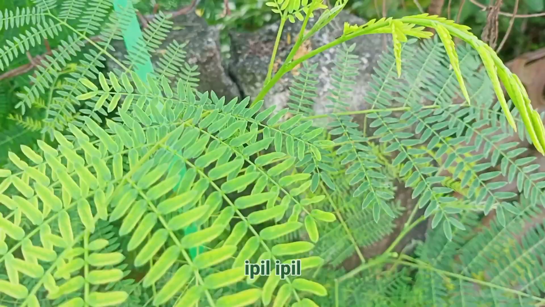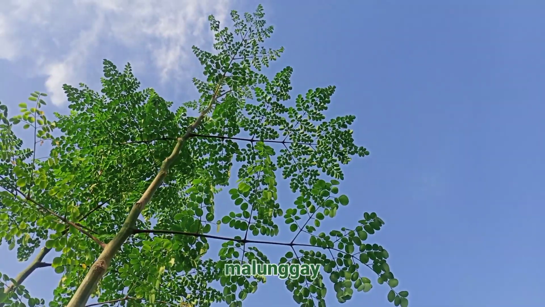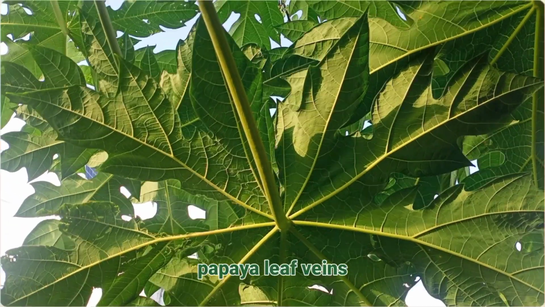Next is fractals. These are infinitely self-similar, iterated mathematical constructs having fractal dimension. An example of this is this plant. Ipil-ipil leaves, cedar leaves, malunggay leaves, and the veins of the papaya leaf.